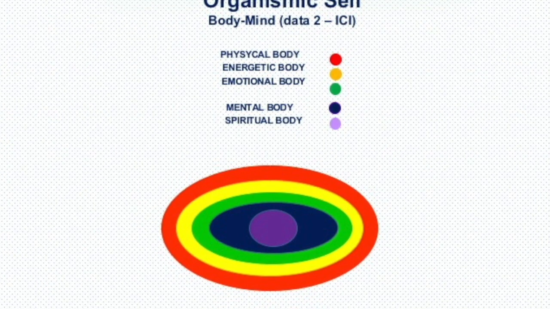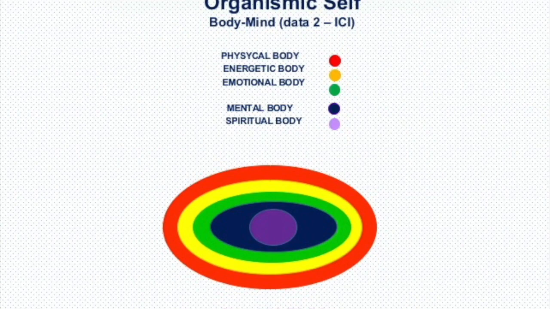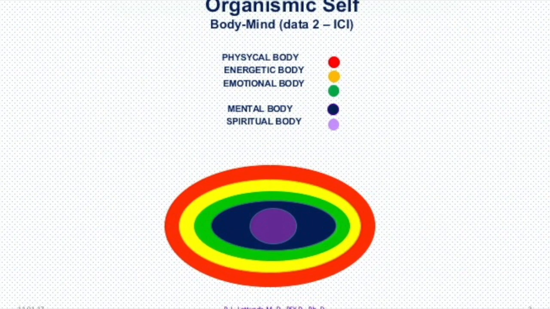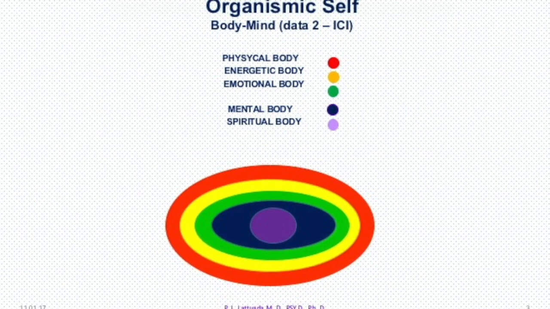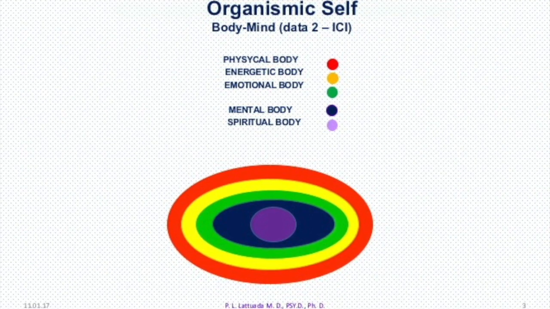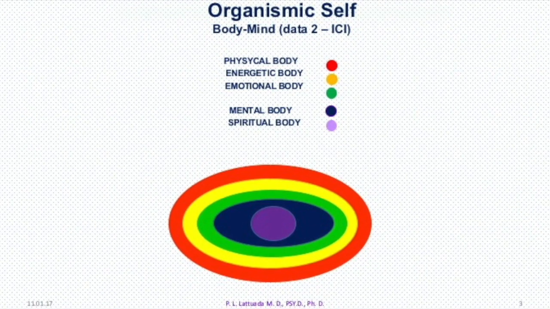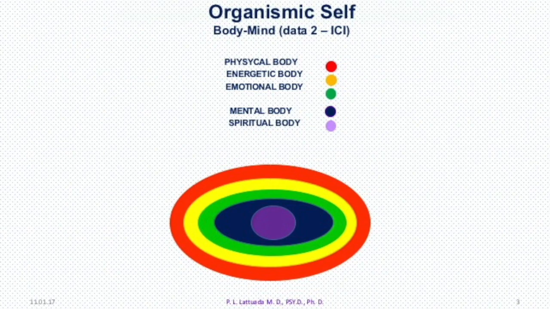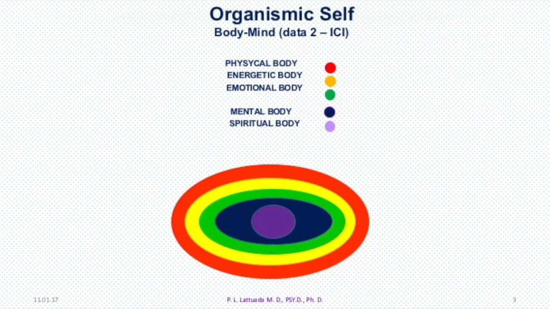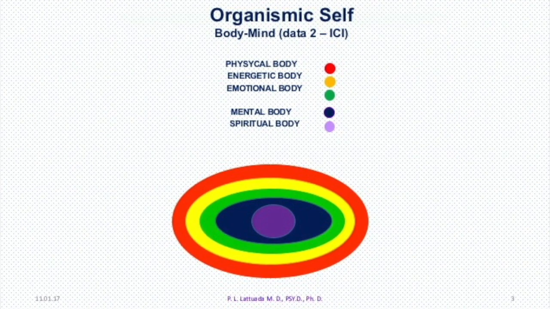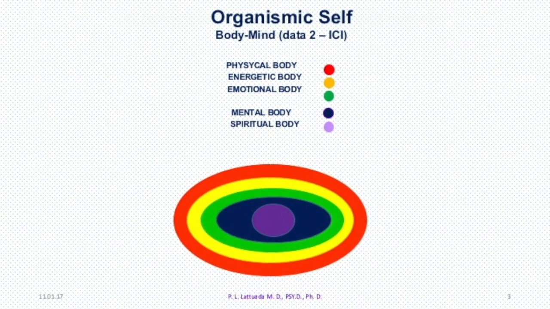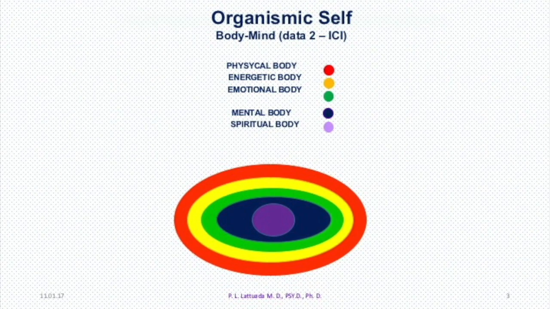These five levels are described in the ancient tradition as kosha, or in the Advaita Vedanta, in the five bodies, or in the Hermeneutic tradition, or in theosophy. They always are described as different levels of the body, different bodies. We can name them physical body, energetic body, emotional body, mental body, and spiritual body.